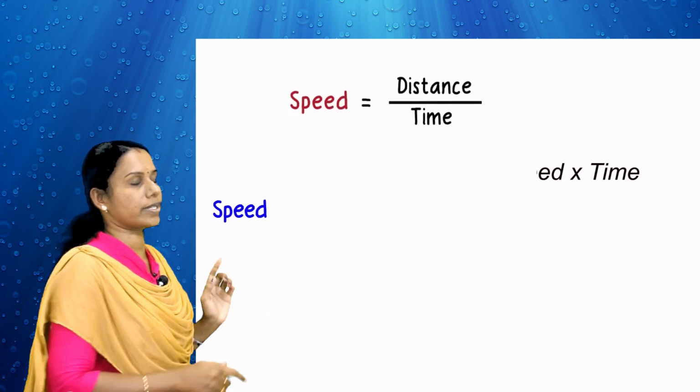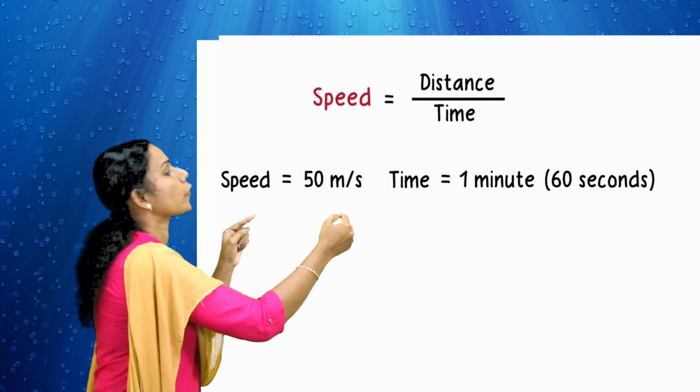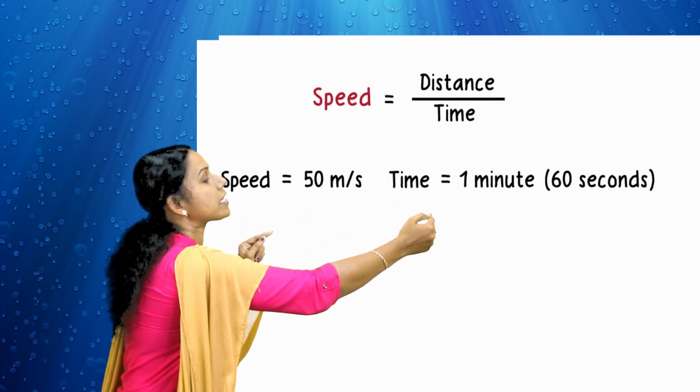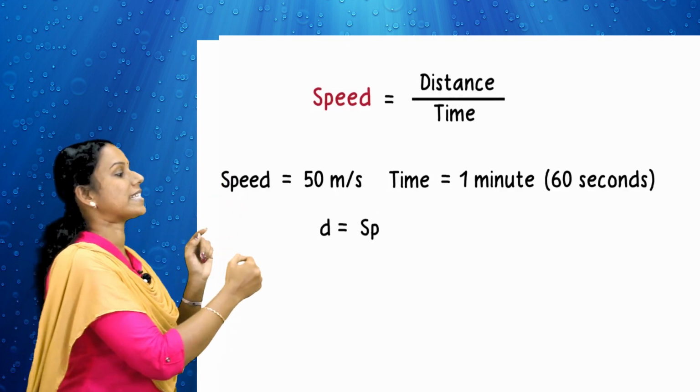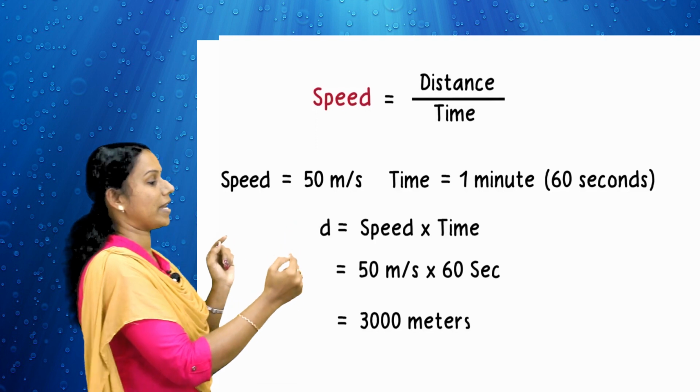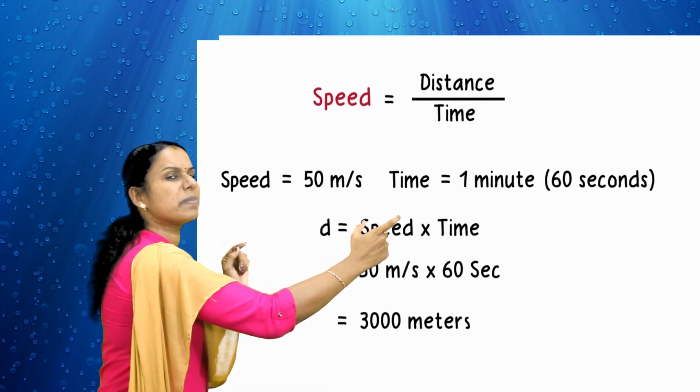So let us see one such question. Speed is equal to 50 meter per second and time is equal to 1 minute. What is the distance covered in this case? Again, we will use the equation. Distance is equal to speed into time. That is, speed 50 into time, 1 minute.